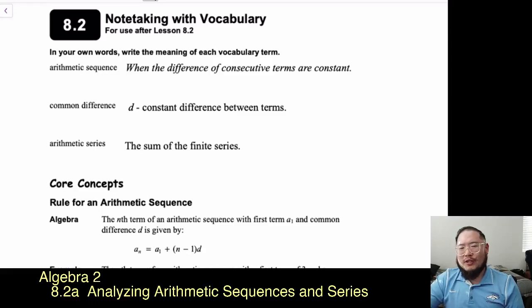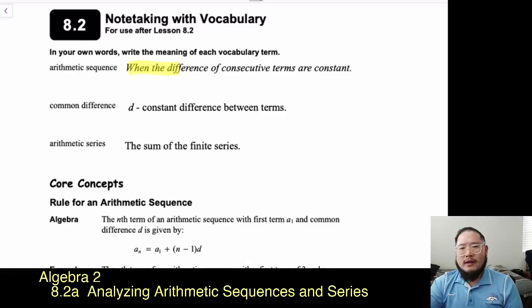We're going to split this up into 2 days. The second day won't be as long. The first day is going to be a lot longer. So let's take a look at a few terms right here with the arithmetic sequence. What is it? It is when the difference of consecutive terms is constant.